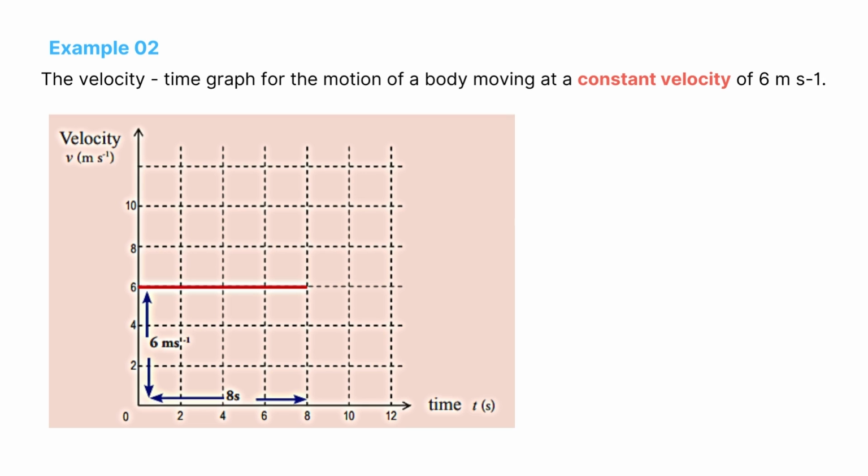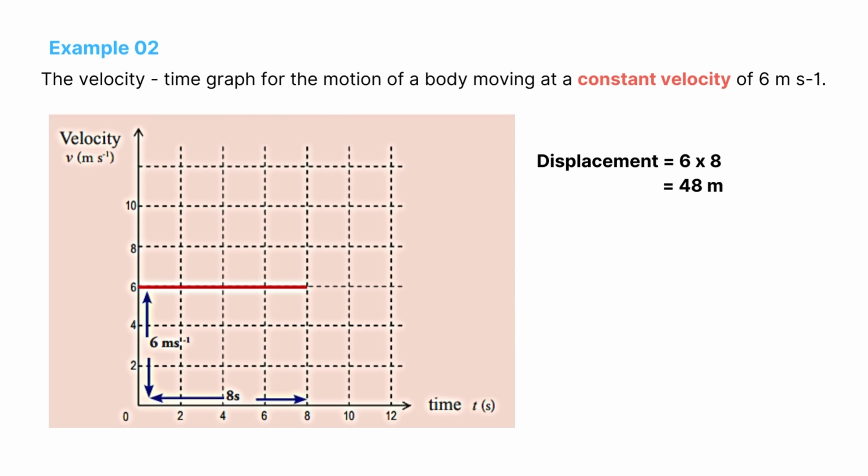Now let's look at another example. This is a velocity time graph for the motion of a body moving at a constant velocity of 6 meters per second, so now we have to find the displacement. Displacement is equal to the area under the velocity time graph. Here it's a rectangle shape, so the area of the rectangle is base into height. The base here is 8, and the height is 6, then 8 into 6 is 48 meters.